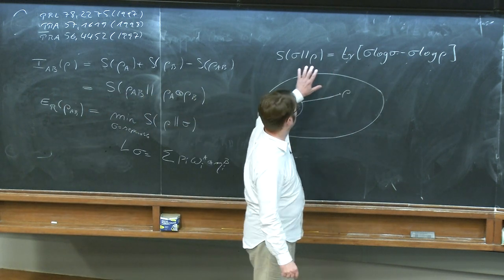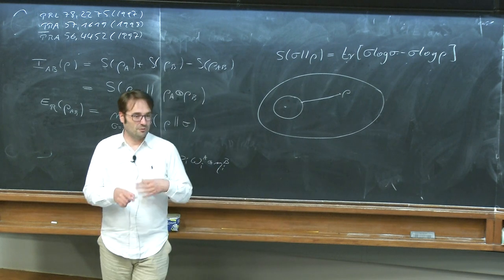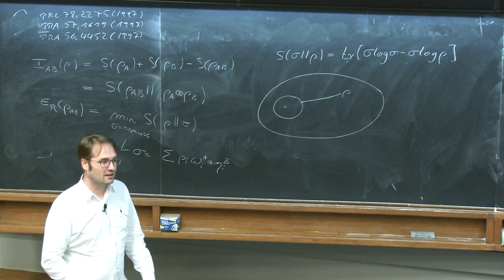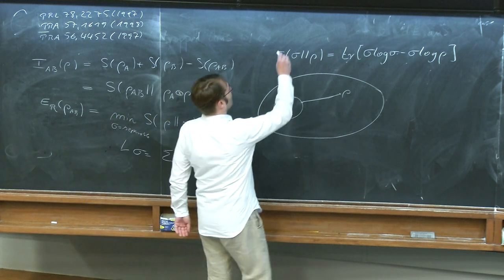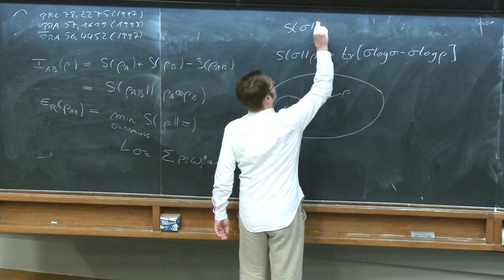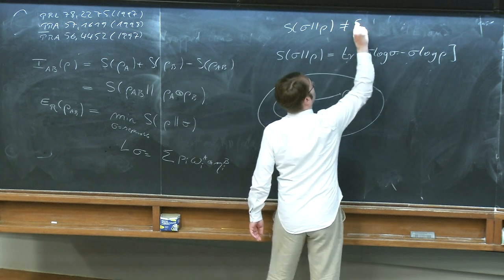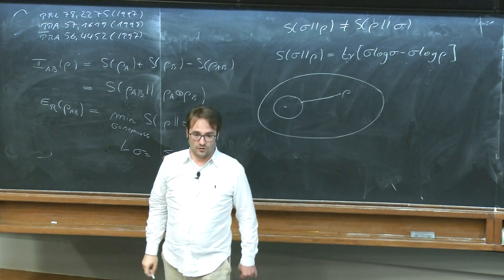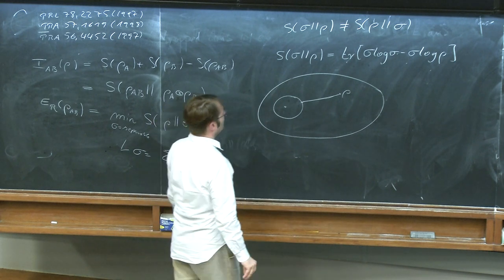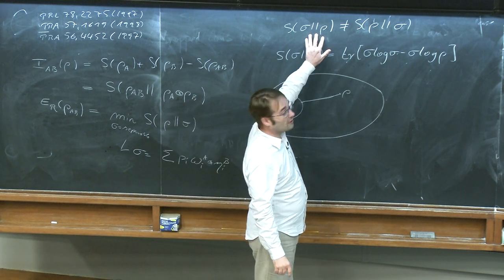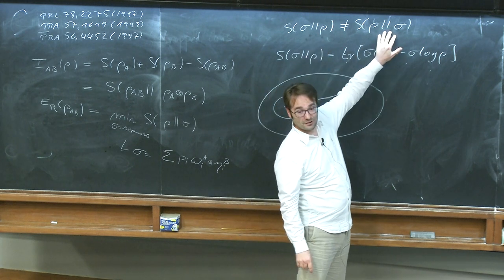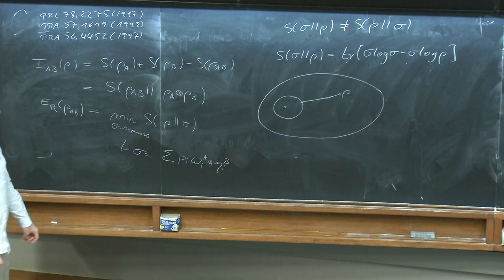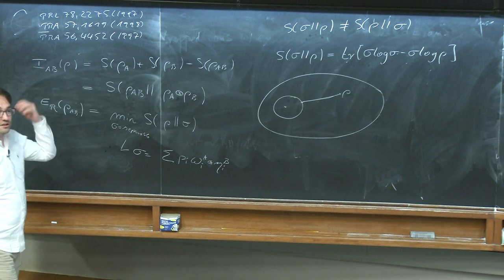If I take this as a distance measure, some of you might get nervous and say, well, this doesn't make much sense. It's not symmetric. So in general, typically, S of rho given sigma is unequal to S of sigma given rho. It's even worse. Sometimes this can be finite, and this can be infinite, for example. So one has to spend a moment's thought on what this actually means.